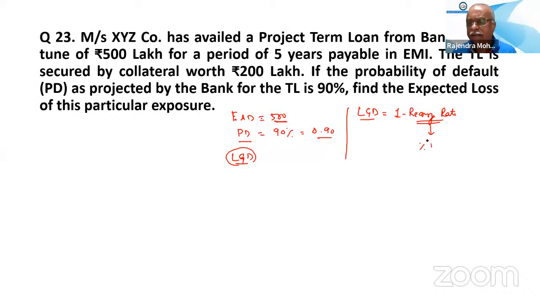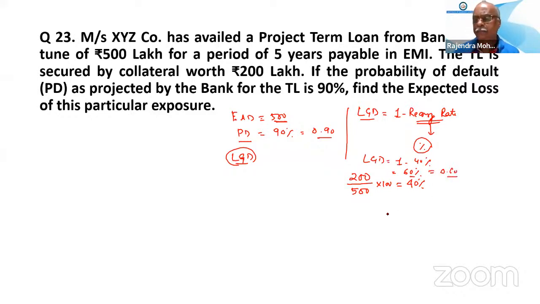So recovery rate is nothing but how much we can recover from the borrower if the loan becomes NPA. Here the amount of collateral is 200, so that is the amount we can recover, out of 500. Out of 500 we will get 200. So what is the percentage here? 40%. So LGD will be 1 minus 40%, equal to 60%. You can take 100 minus 40 or 1 minus 0.40. So it is 60% or 0.60. Clear or not?